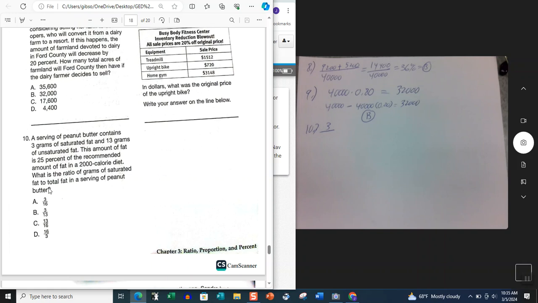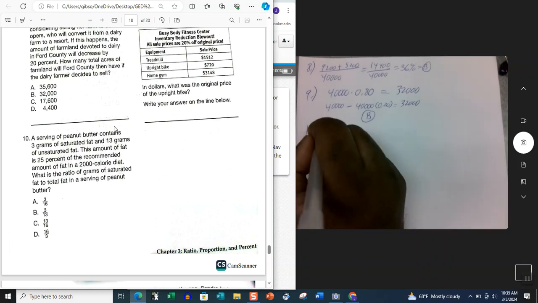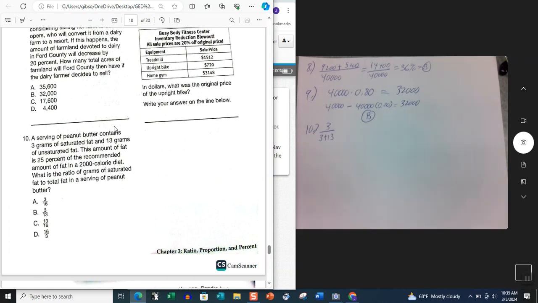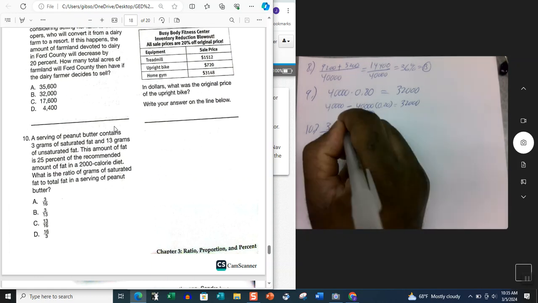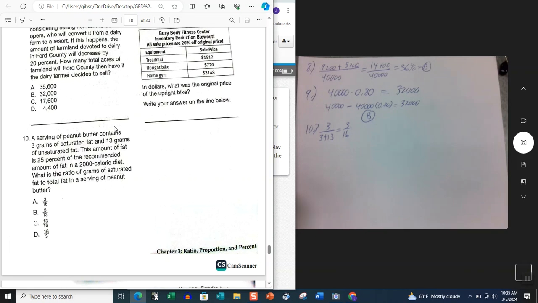Now they wanted saturated fat to total fat. So we had to add this 3 and 13 together, 3 plus 13, because it's saturated and unsaturated fat. So it'd be 3 over 16. Now, we can't simplify 3 over 16. So our answer here would be A.